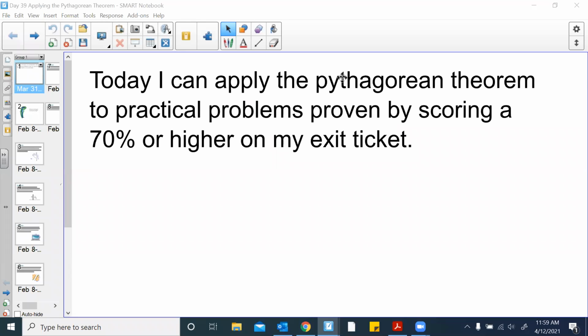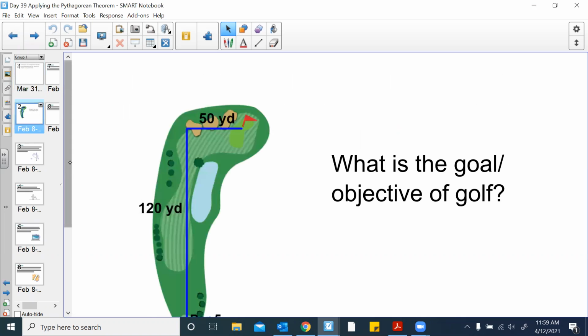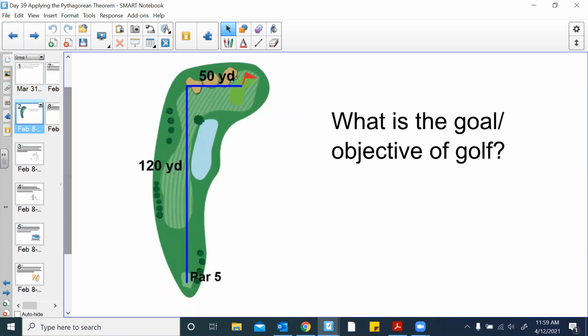All right, so today we're going to apply the Pythagorean theorem, which we've been working with all week, to practical problems. So if we take a look at, since the Masters was last weekend, this picture of a hole from a golf course, we notice that if we drive the ball straight and get to the edge of the fairway here, it'll be 120 yards, which will leave us with 50 yards to get to the flag.